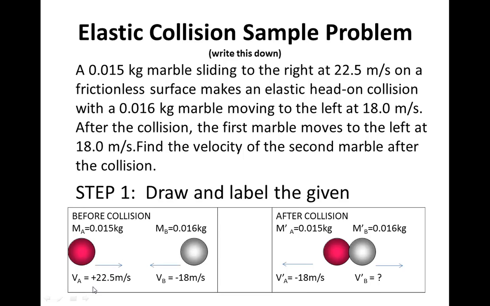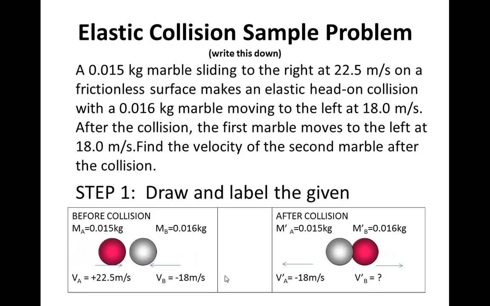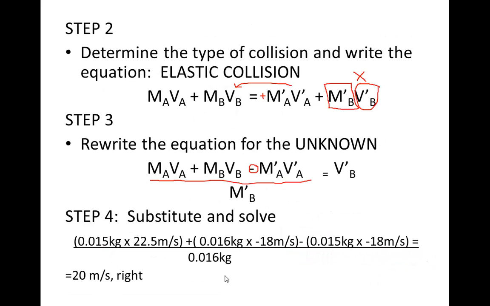So here it is. Very important. If the direction of the object is to the right, velocity is positive. If the object is going to the left, velocity is negative. If you miss these signs, you're going to end up with the wrong answer. Alright, so after you label, step 2, we are now ready to write down our general equation.